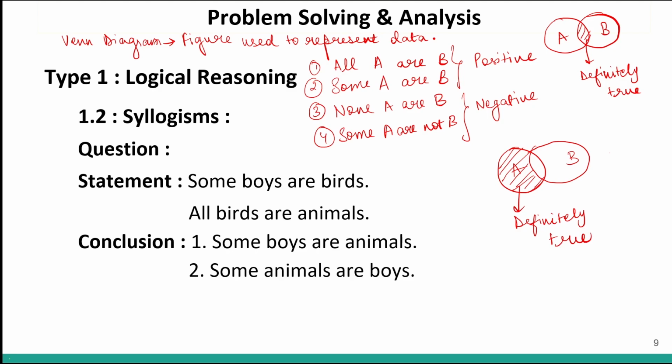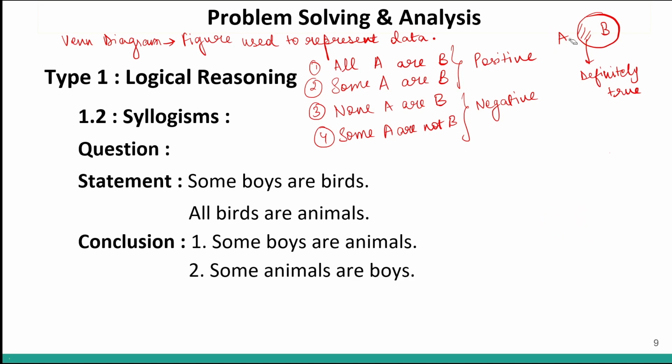So this is the negative relationship between A and B. So these two are positive relationships and these two are negative relationships. Correct? This is the entire concept of syllogisms. You will understand this better when we do questions. So during exercises and previous year questions, you'll get a clear idea. Okay, but now let us see. So these are the only four concepts. Now certain words can change. Some A are B can also be written as a few A are B.